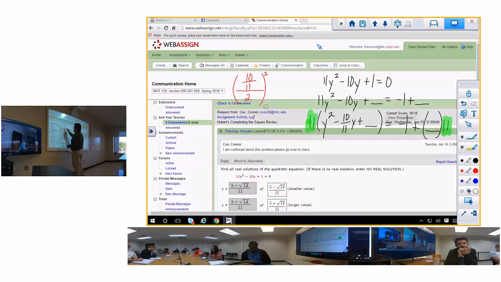Now, that's 2 over 1. So what do we do when we divide by a fraction? You multiply by the reciprocal. And that's equal to 10 over 22, which is 5 over 11. Somebody help me out. 5 over 11, square that, and we get what? 25 over 11, 121.